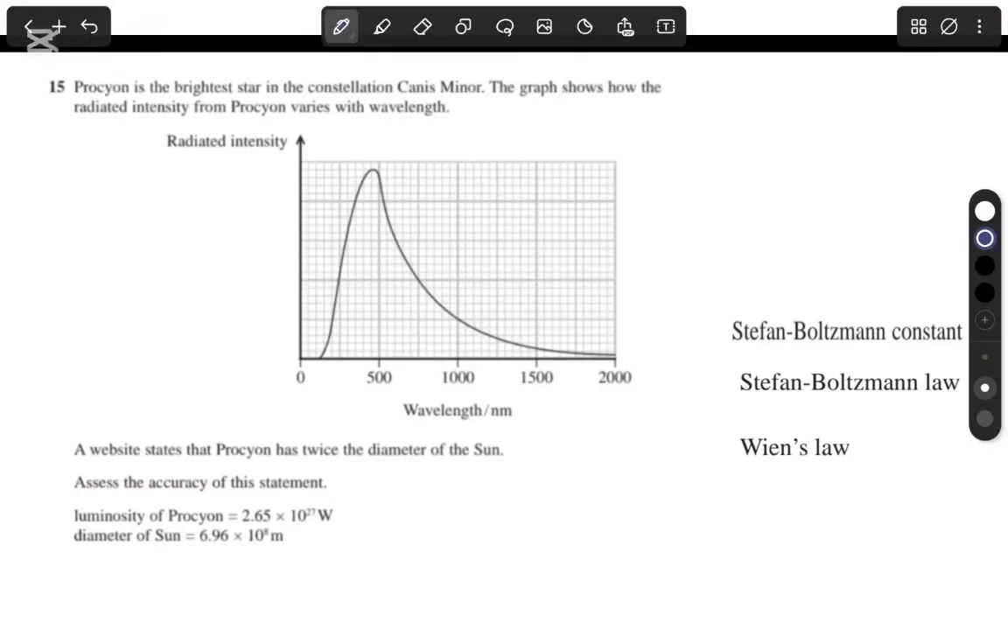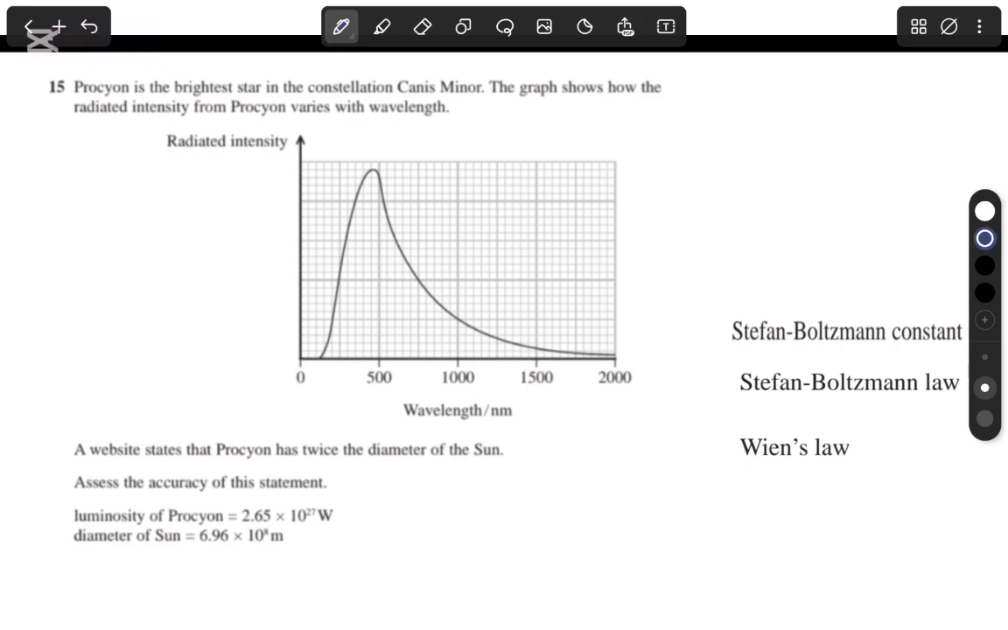In this video, we'll be going through a question from astronomy. So let's start. Procyon is the brightest star in the constellation Canis Minor. The graph shows how the radiated intensity from the Procyon varies with wavelength.